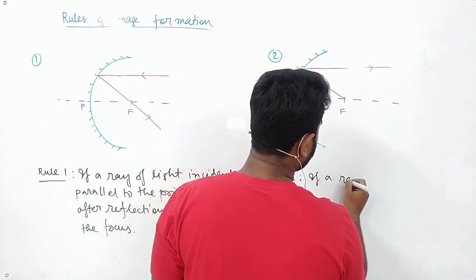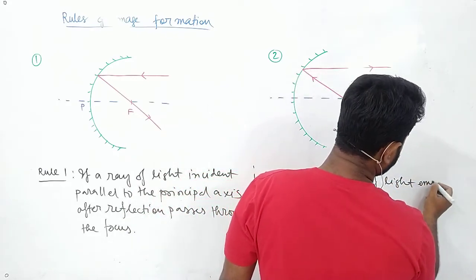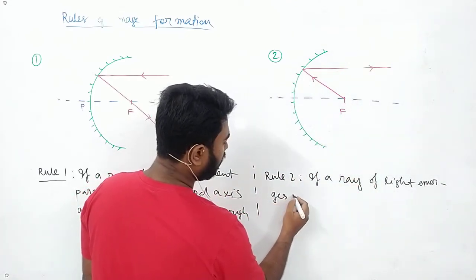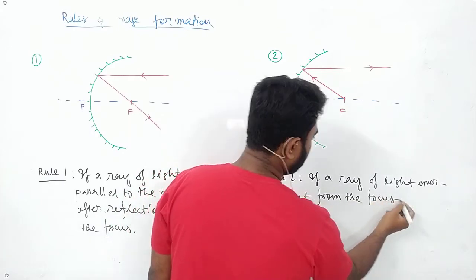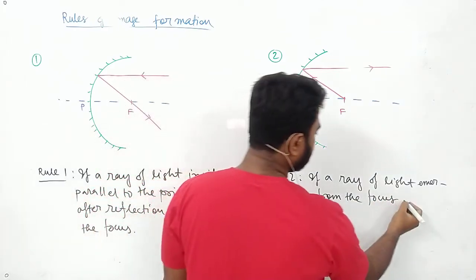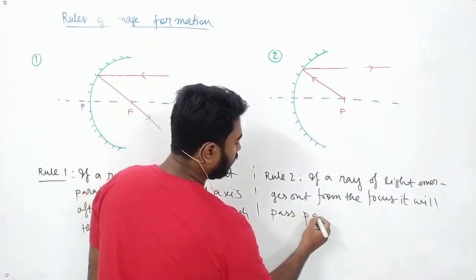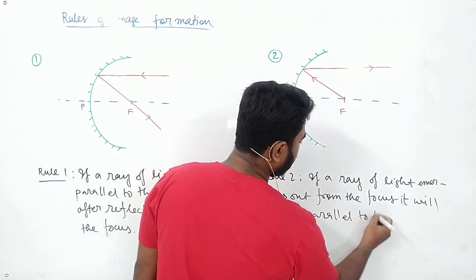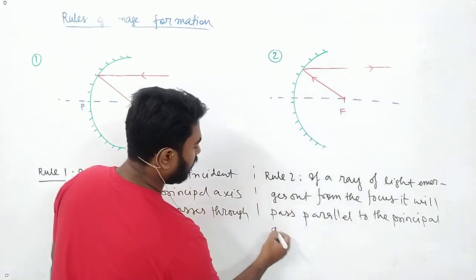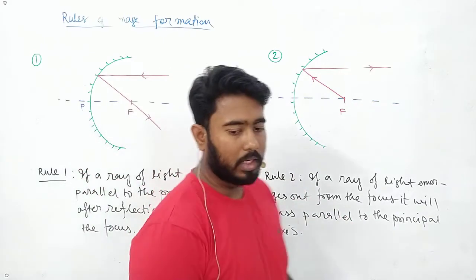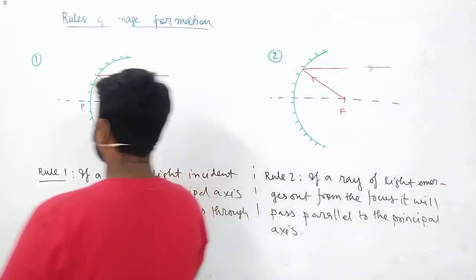If a ray of light emerges out from the focus, it will pass parallel to the principal axis. Is that clear? Now we will do rule number 3.